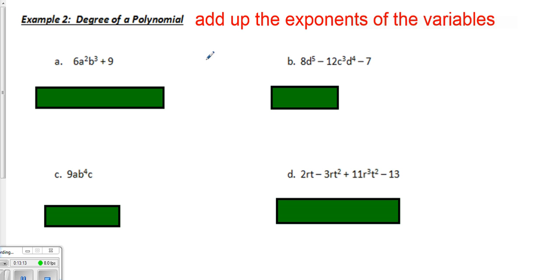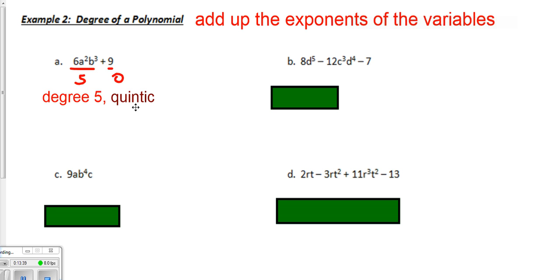So if we look at this polynomial, it is a binomial. We have one term here and one term here. This term, 9, is a degree 0 because there's no variable with it. This term is 6a squared b cubed. Well, 2 plus 3 makes it a degree 5. So which one is the highest? Obviously it's the 5. So we'd say it's a degree 5, or we call it a quintic. This is a quintic polynomial.